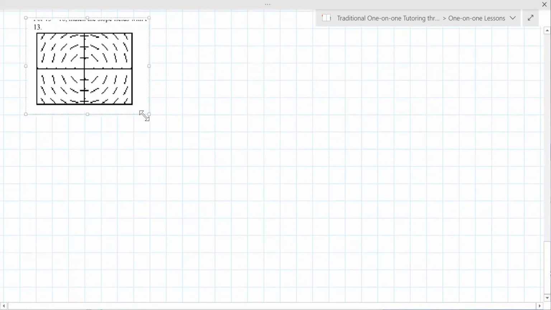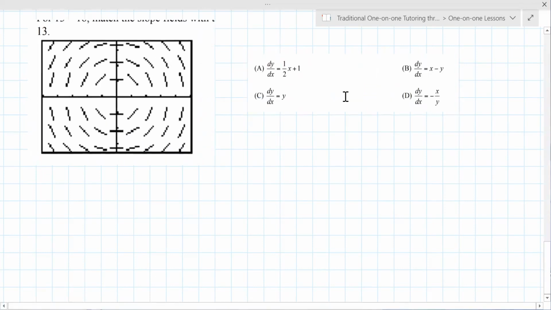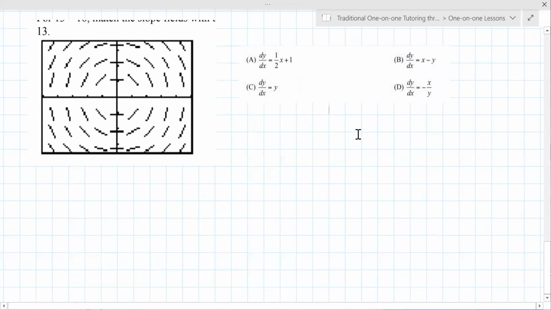Okay, so there's your slope field. And then here are the possible equations that it could come from. I think this is a reasonable difficulty for what you're trying to do. So you said it might be something like this. Notice, you want to look for nice points. See how at 0, 1, that has a slope of 0.